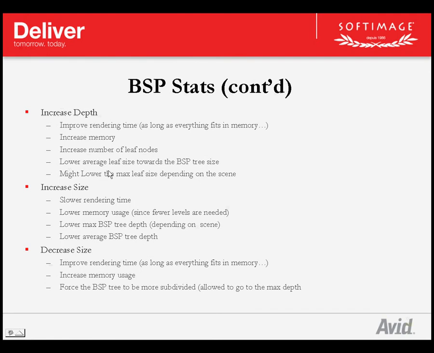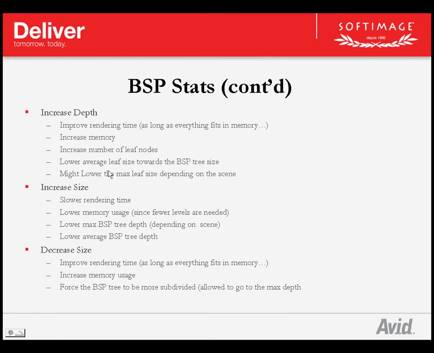It will lower the memory usage, since you allow more triangles to be stored in a leaf node, which means fewer leaf nodes or voxels will get created and less memory is going to be allocated to store this information. It will lower the max BSP tree depth depending on the scene, and it will also lower the average BSP tree depth because more triangles can be stored in a voxel. Obviously, it will go less deep in the tree subdivision.